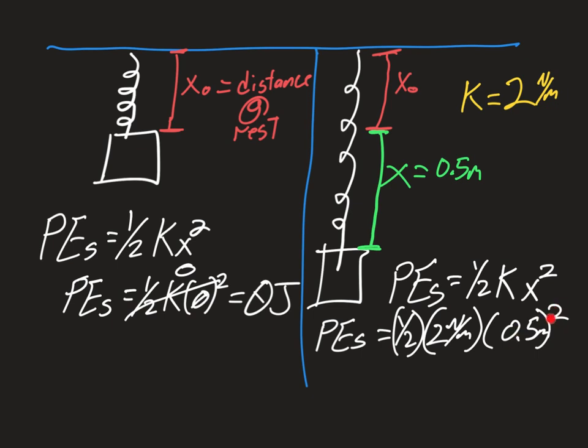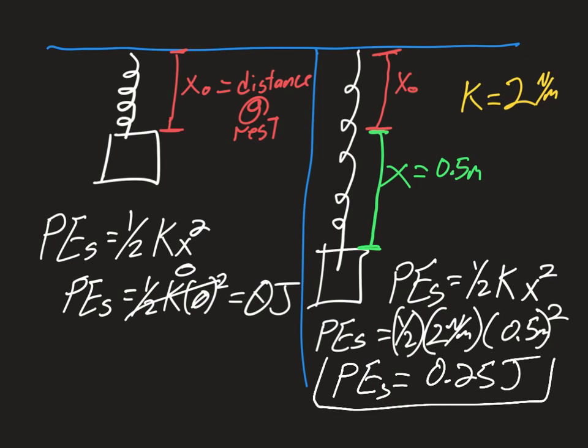So you would square your 0.5, and you'll get 0.25, and then you multiply across. Essentially, 1/2 of 2 is 1, so it's going to be 1 times 0.25, and you'll get that the potential energy of that spring is 0.25 joules, right? That's easy peasy if someone's done the hard work and already gotten the K value for you. But let's see how you could laboratory figure out what that K value is.